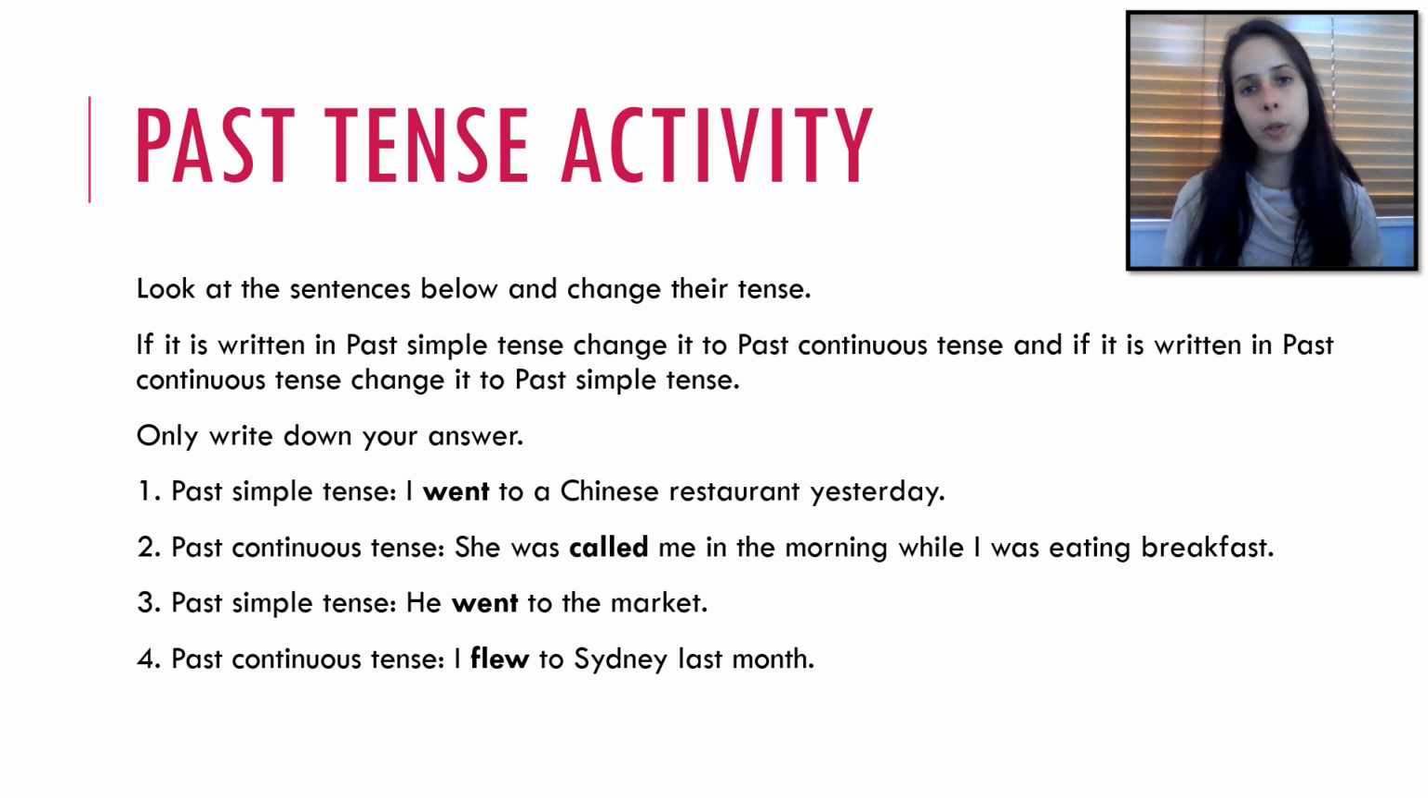I'll read them quickly with you, then I want you to pause the video and do them on your own. Number 1, I went to a Chinese restaurant yesterday. Number 2, past continuous. She called me in the morning while I was eating breakfast. Number 3, past simple tense. He went to the market. And number 4, past continuous tense. I flew to Sydney last month.